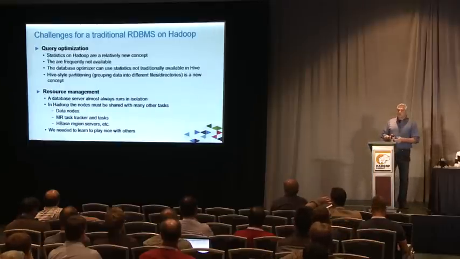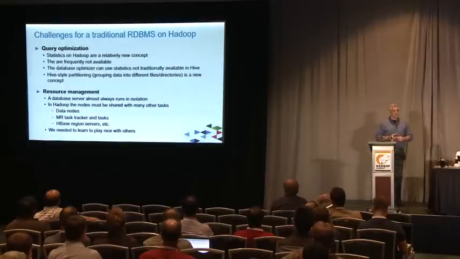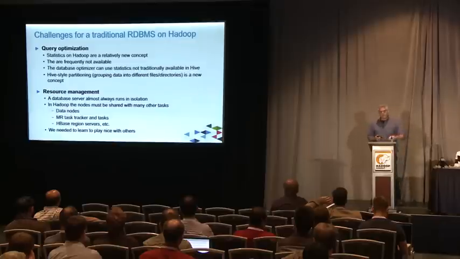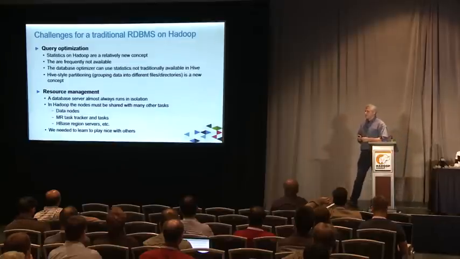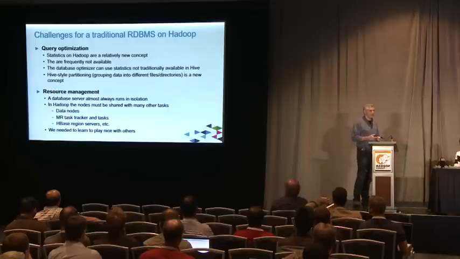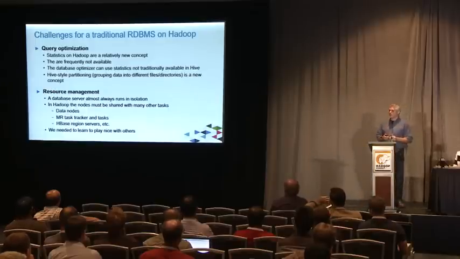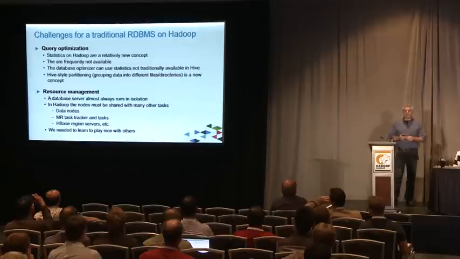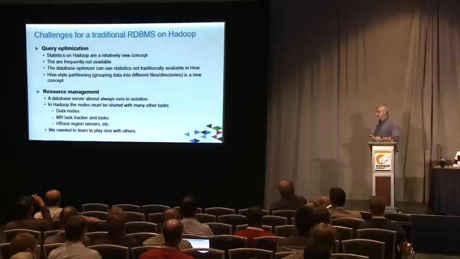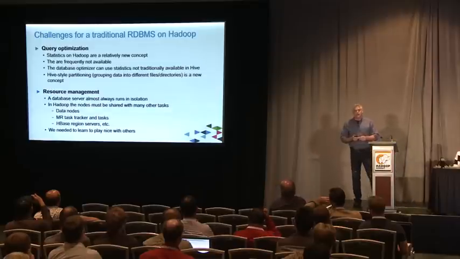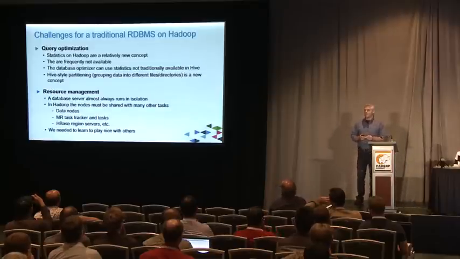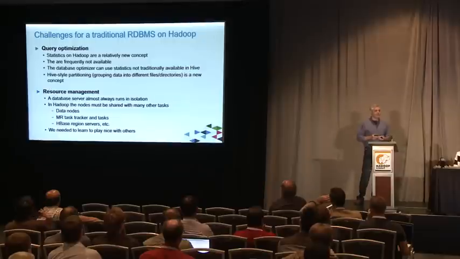Query optimization was another one of the challenges. Statistics on Hadoop, I guess it could be argued that maybe they're not such a new concept, but the general idea is that since there's such a wide variety of file formats, there hasn't been a standard in place for how to collect statistics and what statistics are needed, and very frequently there simply are not statistics. You've got files and they're full of data, and that's what we know.